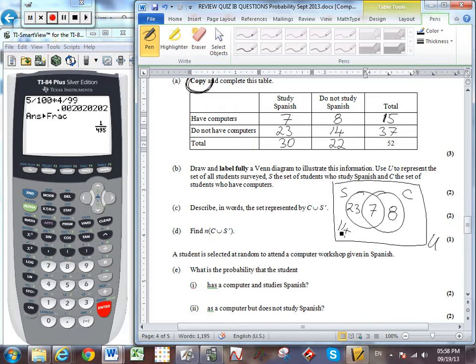Alright, now we need to describe in words the set represented by C union S naught. So C, these are the kids who've got computers. So the students who have computers, that's an or, isn't it? Or do not study Spanish, because it's S naught.